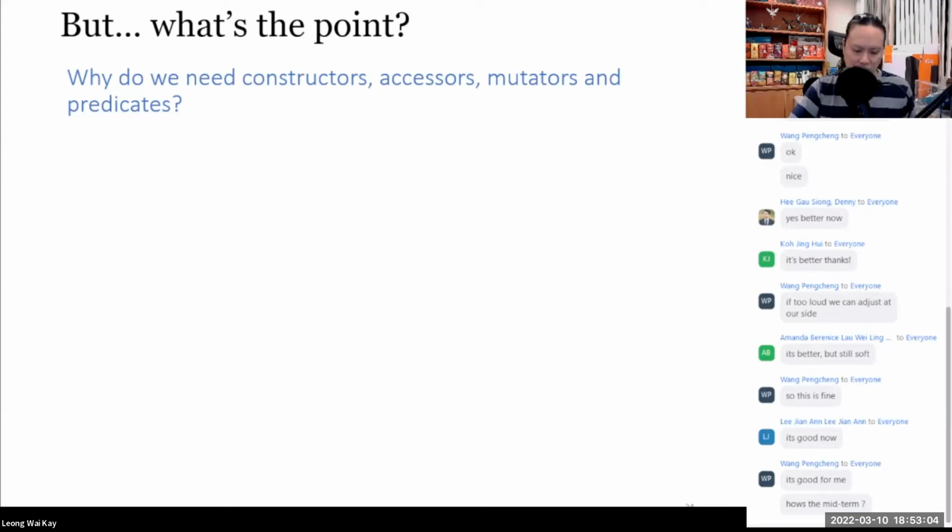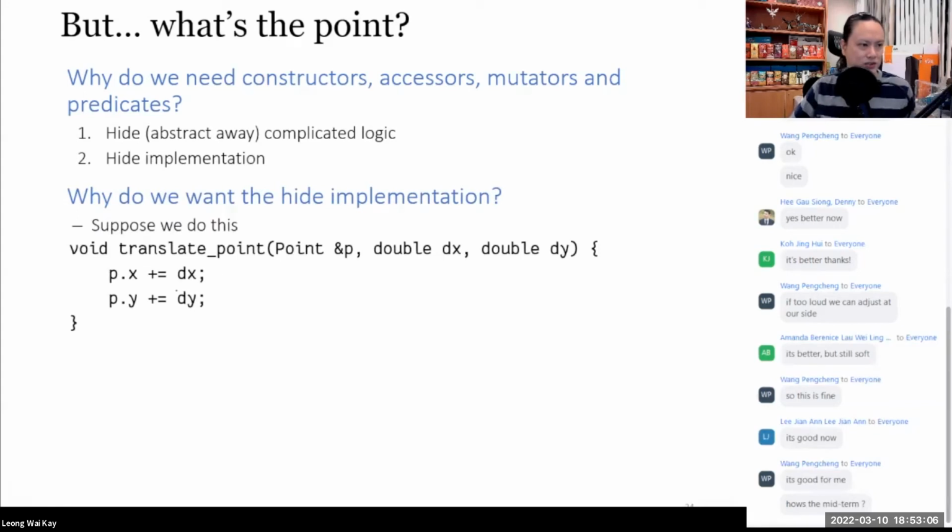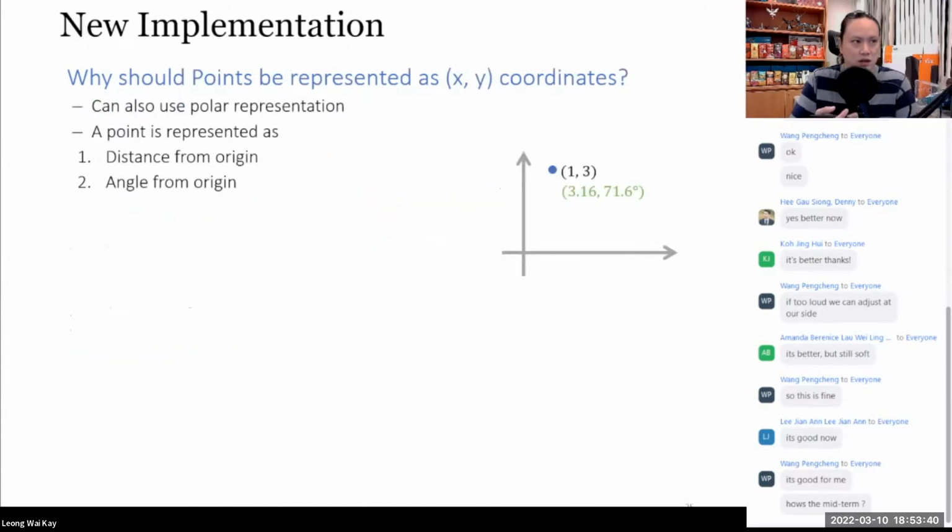So troublesome, right? Why don't we just do this, p dot x plus equal dx, p dot y plus equal dy? Basically, this is what you did for the midterm. You find the up, down, left, right. You will just do p dot row plus equal 1 or p dot row minus equal 1. This is what you did in the midterm. So the question is, why do we not want to do it this way? Why go through all the hassle of x off and then set x? Why shouldn't this still work?